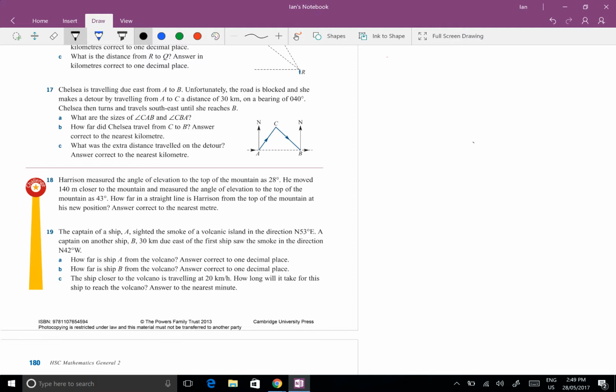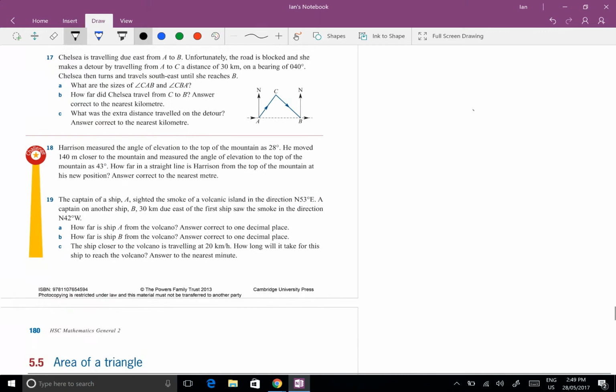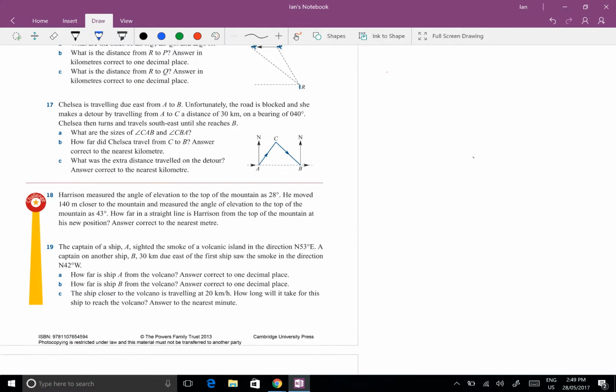Right, Year 12, some students have asked about some of the challenge questions in exercise 5D. So I'm going to do questions 18 and 19. Let's have a look at them.